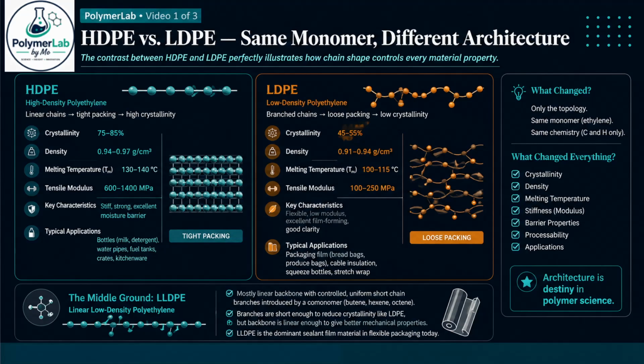Notice what changed and what did not. Same chemical composition, carbon and hydrogen only. Same basic chain chemistry. Only the topology changed, and the single change in topology produced two materials that feel, process, and perform completely differently.